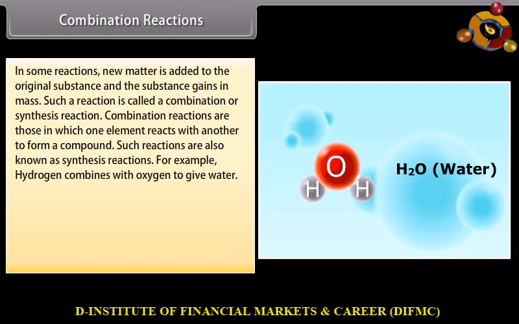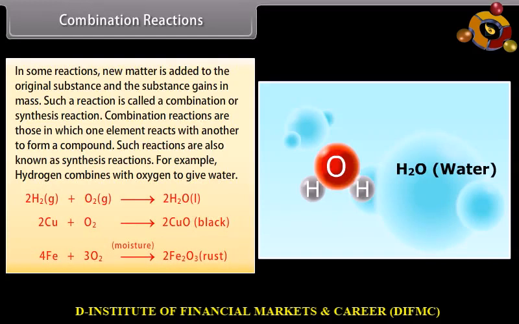For example, hydrogen combines with oxygen to give water. 2H2 + O2 gives 2H2O. 2Cu + O2 gives 2CuO. 4Fe + 3O2 gives 2Fe2O3, rust.